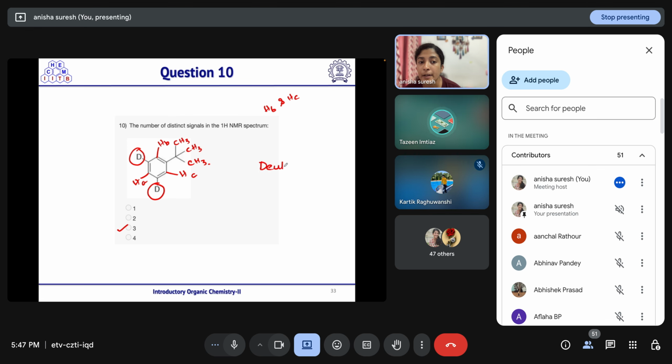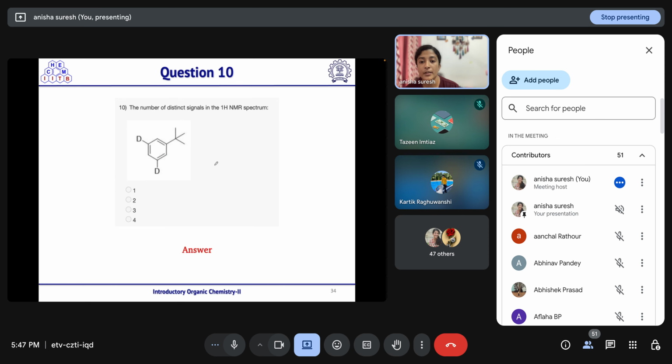Yes, ma'am. Deuterium is NMR silent, so it will not show any signal in the proton NMR spectrum. So the right answer will be option 3. This is clear? Yes, ma'am. Okay.